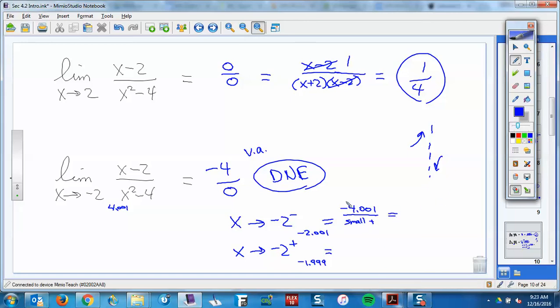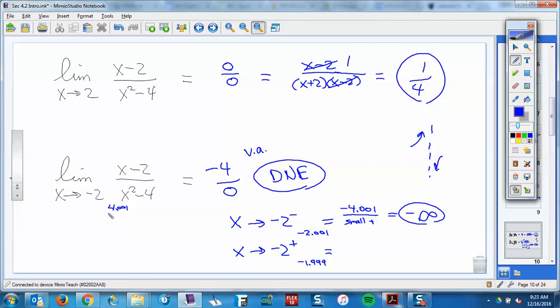And then you take negative 4 divided by a really small positive, what do you got? You got negative infinity, right? You're dividing by 1 billionth, you're going to get like negative 4 billion, right? You get negative infinity. Okay, let's put negative 1.999 in there and square it.